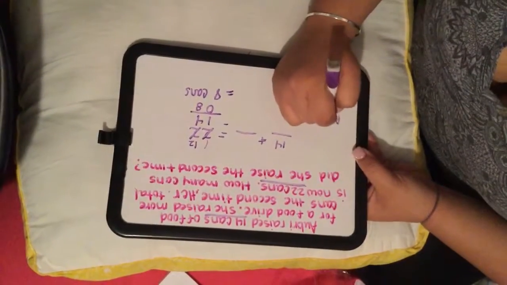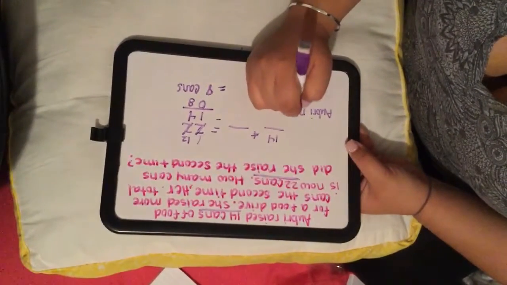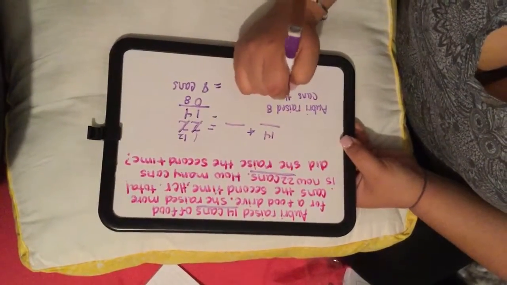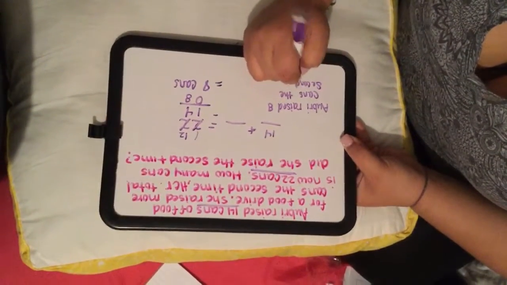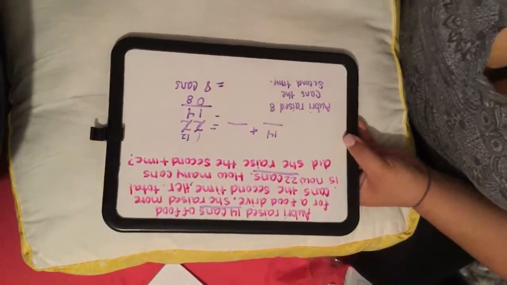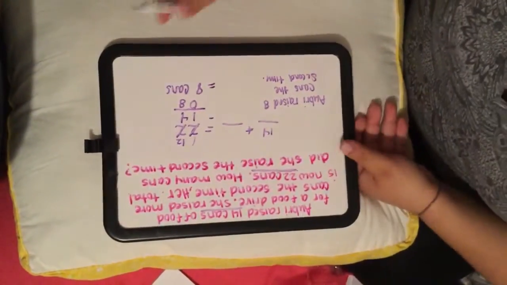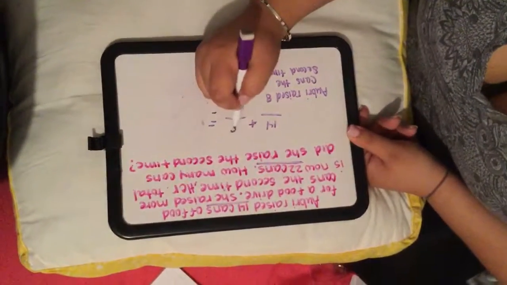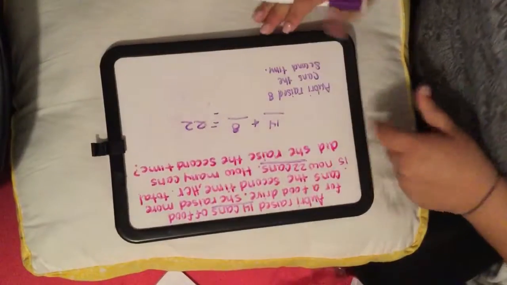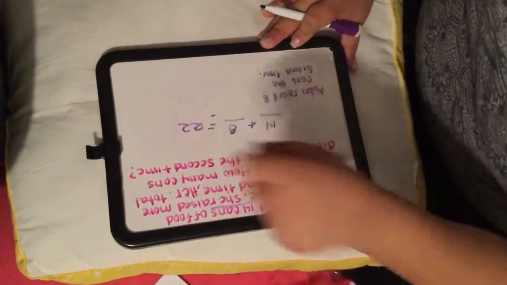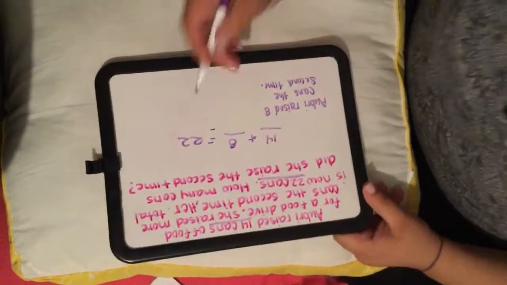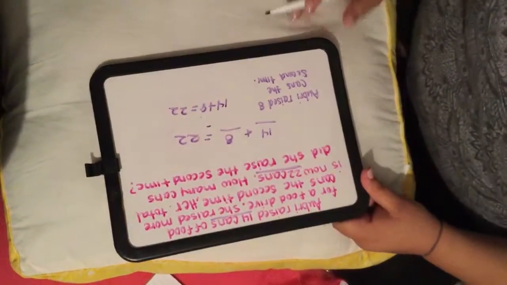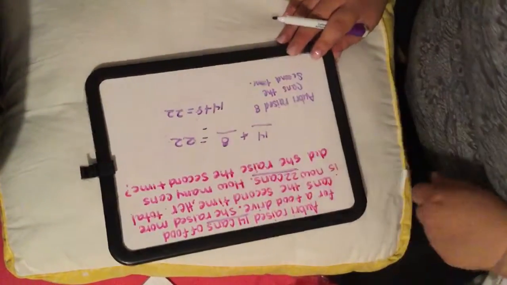So Aubrey raised 8 cans the second time. So now we can erase that. And there, 14 plus 8 equals 22. And you can check your work as well. You can add 14 plus 8, and it will give you 22, so you can check it. And if you subtract 14 from 22, it will give you 8.